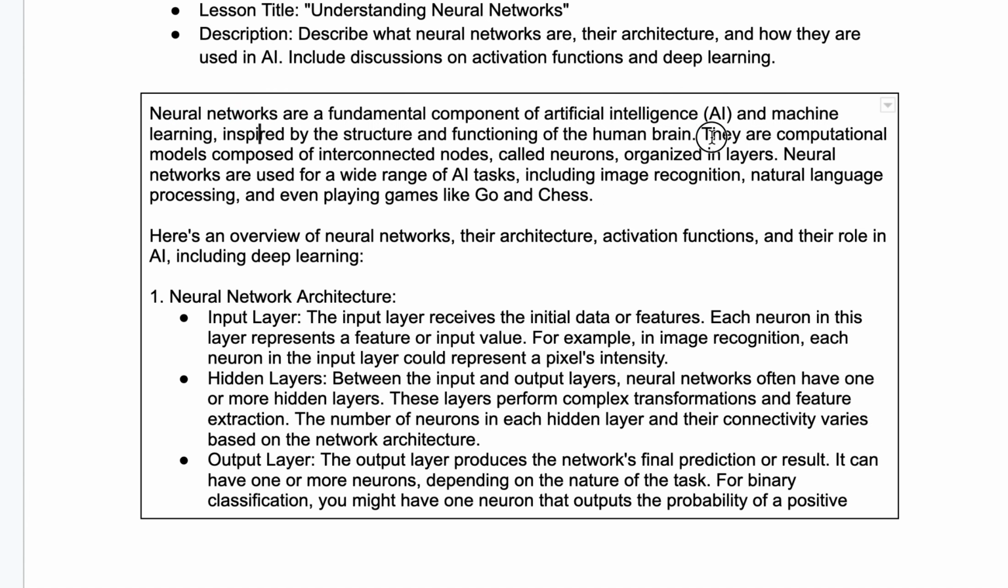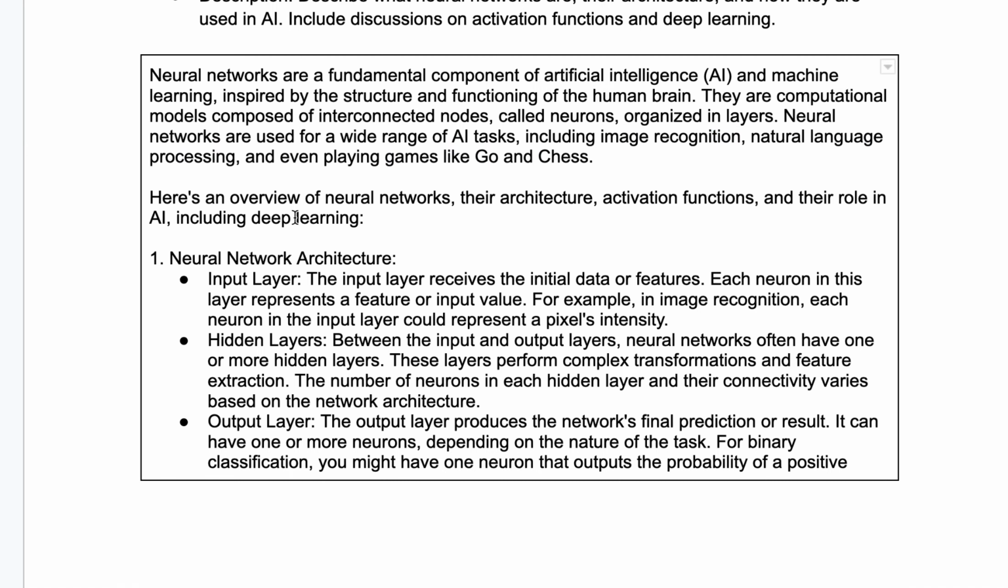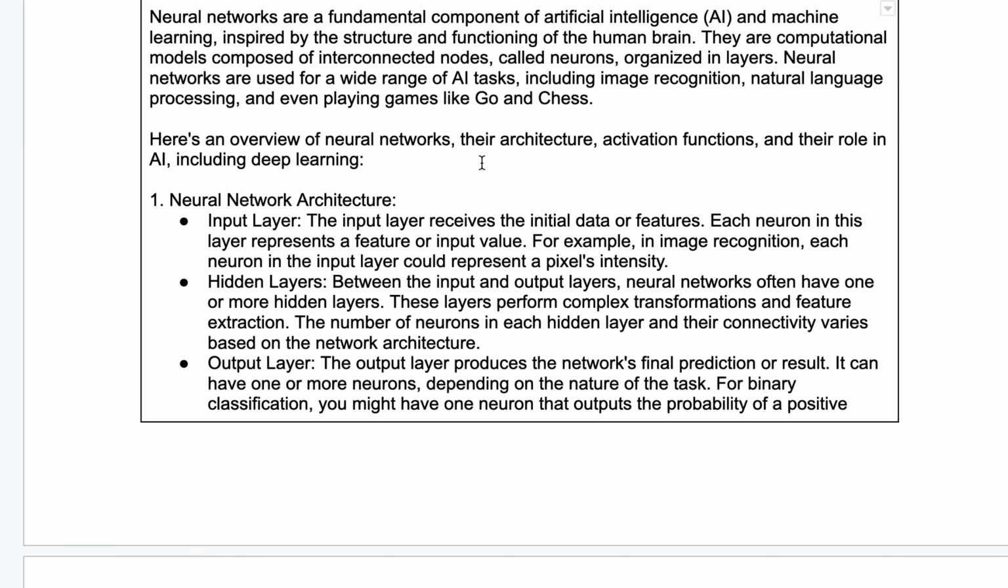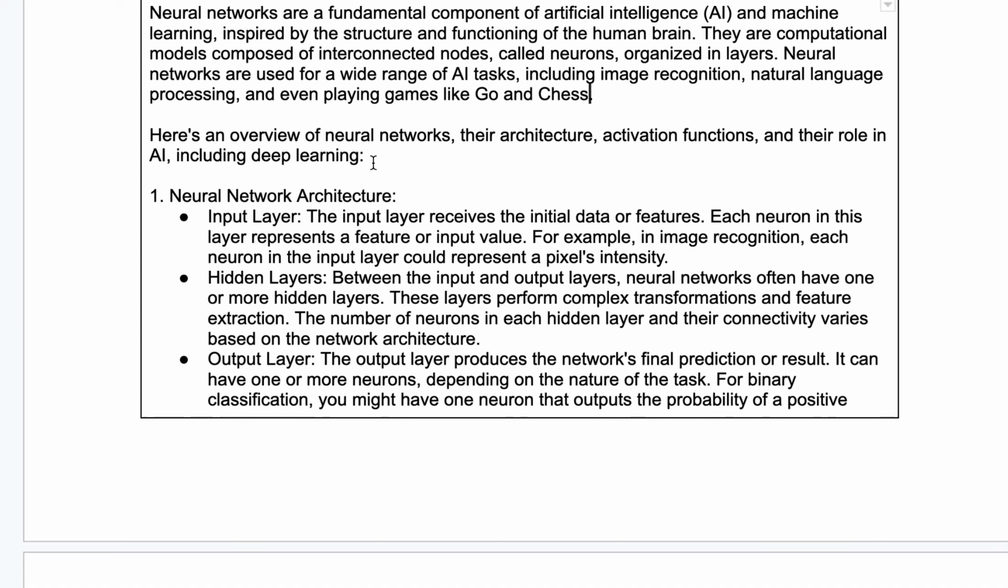Okay, so they are computational models composed of interconnected nodes called neurons, organized in layers. Later on, I'm going to show an image on how exactly that works. So neural networks are used for a wide range of AI tasks. It includes image recognition, natural language processing, and even playing games like Go and chess. So here's an overview of neural networks, architecture, activation function, and their role in AI, including deep learning.